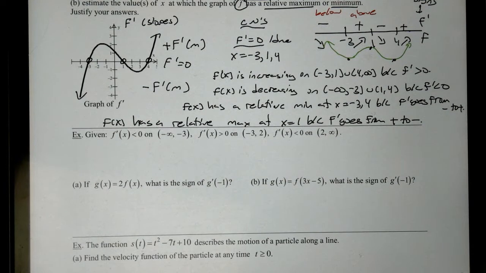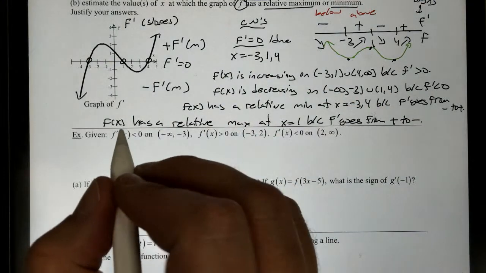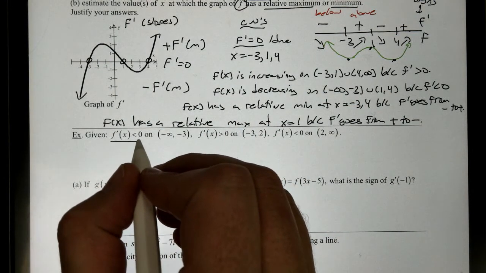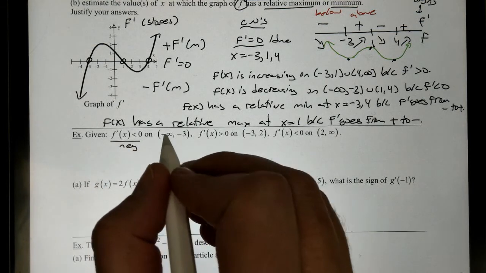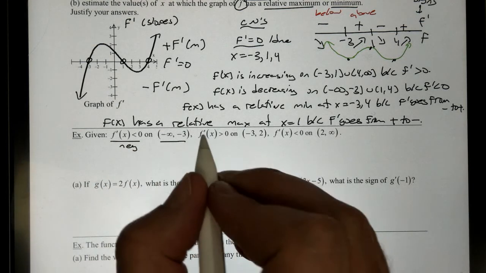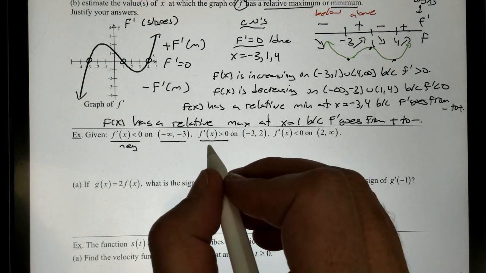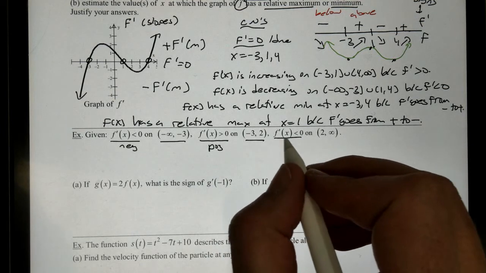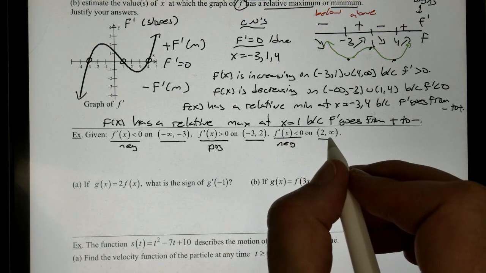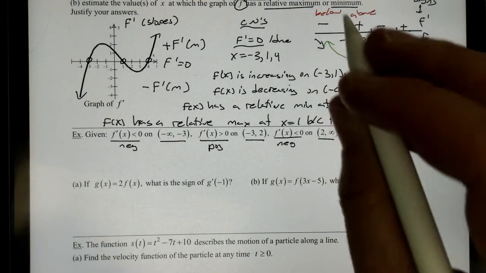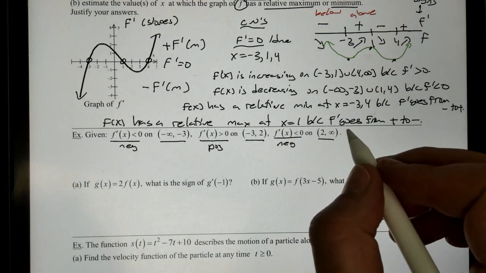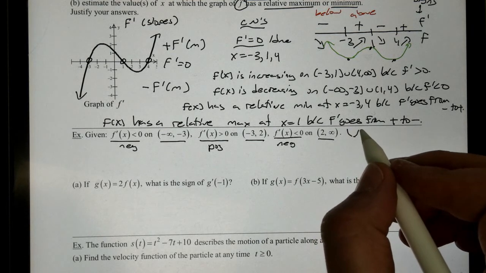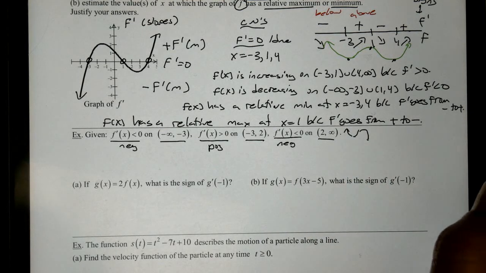This is kind of an interesting one right here. For this example, we're told that the derivative is less than 0, so that the slope is negative, on the domain negative infinity to negative 3, and that the slope is positive on the domain negative 3 to 2, and then it goes back to negative on the domain 2 to infinity. So if we notice, the function starts off going down, goes back up, and then goes back down, like so.